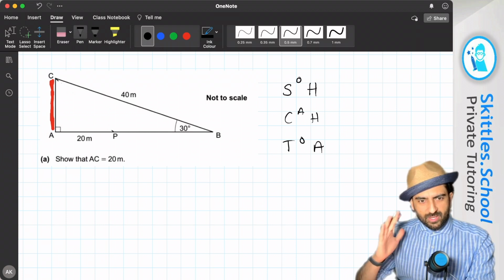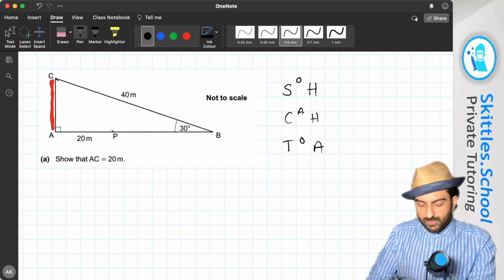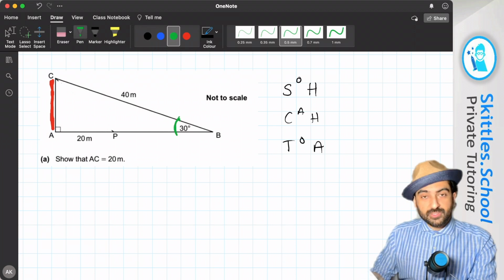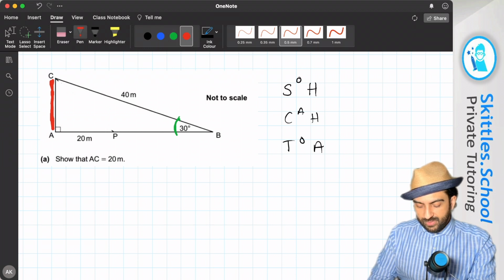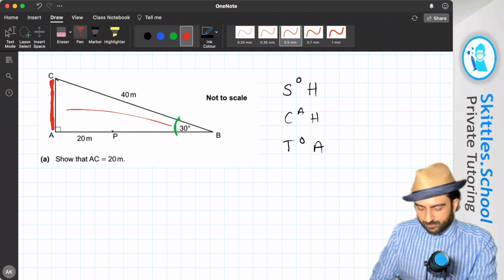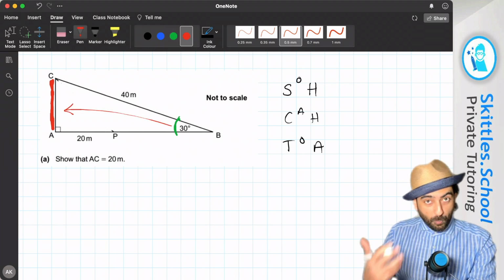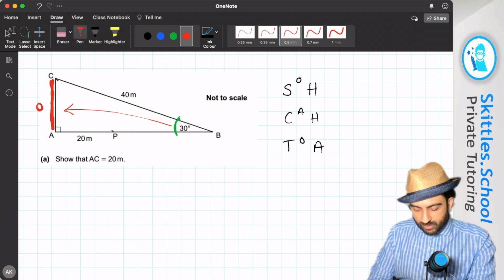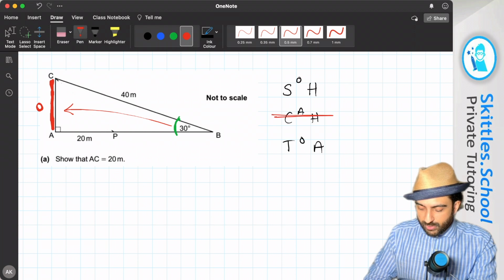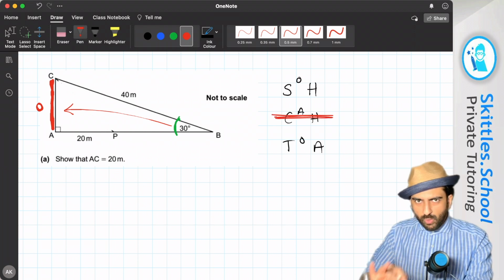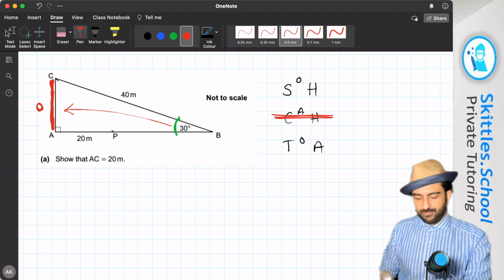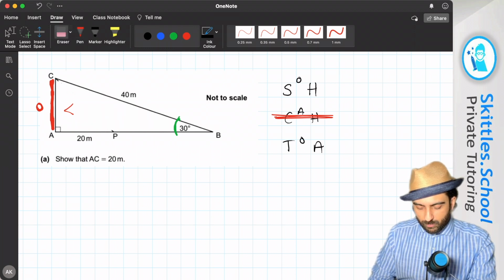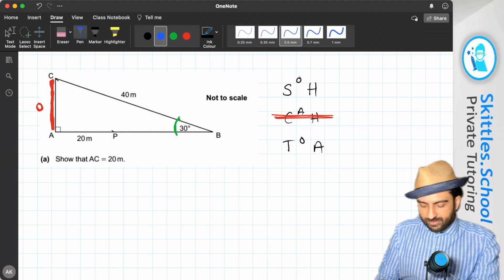So looking at the diagram, let's label it. So first of all, we've got an angle, 30 degrees. Okay, and the side that we're trying to work out is opposite the angle. So that's our opposite. So straight away we can cross out the cosine because there's no opposite in there. We're trying to work out the opposite, so we need the opposite.